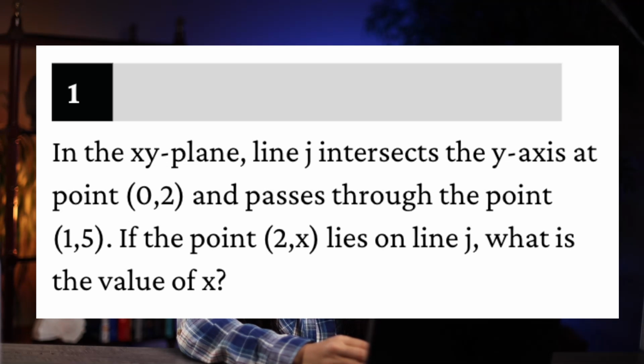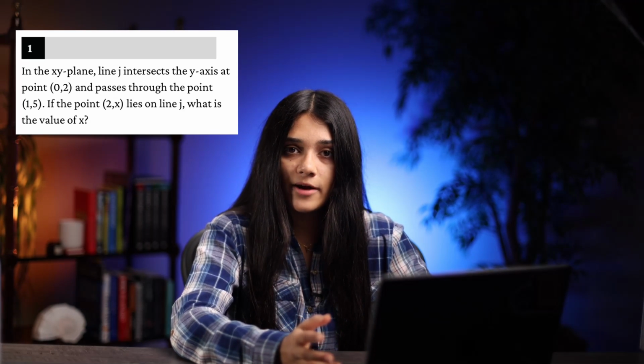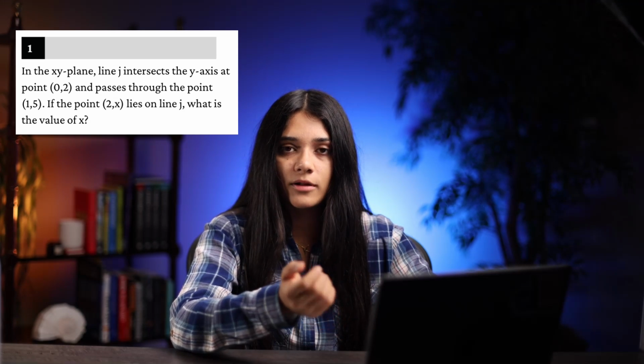Okay, so we're trying to find the value of x, but we're not given the equation of the line, but we are given 2 points on the graph. So instead of using point-slope formula, we can just plug both of these points into Desmos and then get an approximate equation of the line.